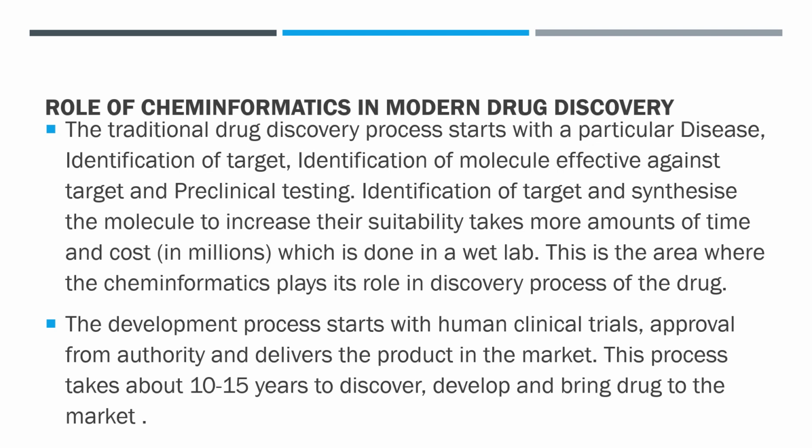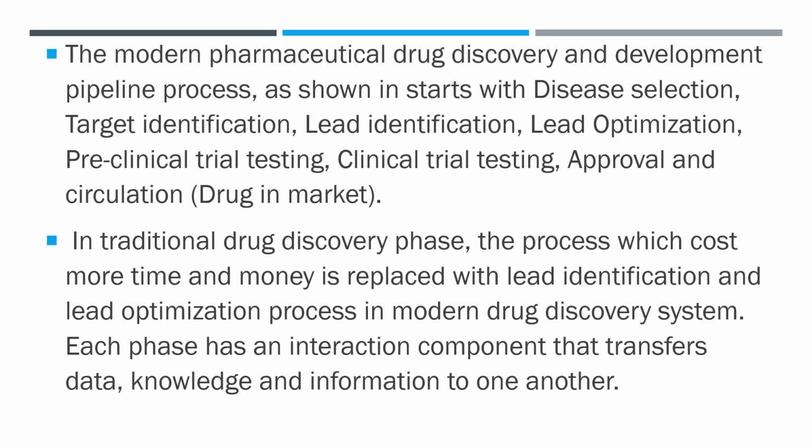The traditional drug discovery starts with a particular disease or identification of a target, identification of an effective molecule against the target, and preclinical testing. Then identification of target and synthesis to increase its suitability. It takes a lot of time, about 10 to 15 years, because after all the preliminary steps, they have to be put to human trials, and then it takes about 10 to 15 years to develop a good drug. But now it's a time where things need to go very, very fast.